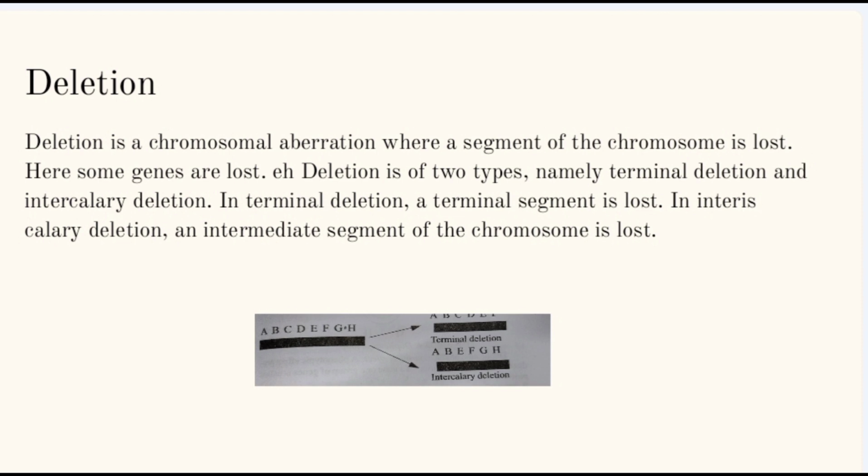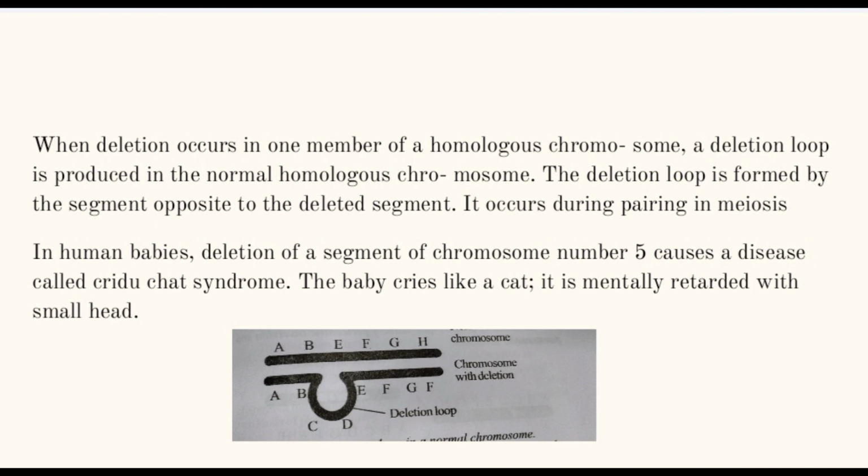Deletion is of two types, namely terminal deletion and intercalary deletion. In terminal deletion, a terminal segment is lost. In intercalary deletion, an intermediate segment of the chromosome is lost. When deletion occurs in one member of a homologous chromosome, a deletion loop is produced in the normal homologous chromosome. The deletion loop is formed by the segment opposite to the deleted segment. It occurs during pairing in meiosis.